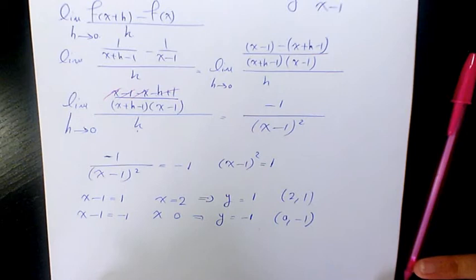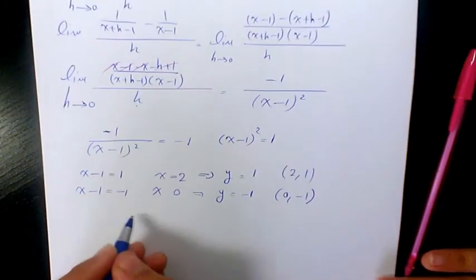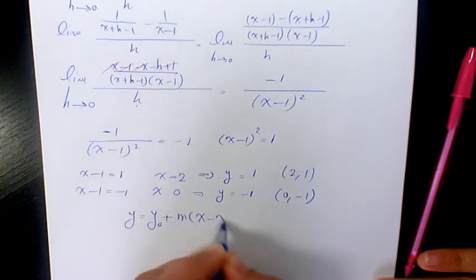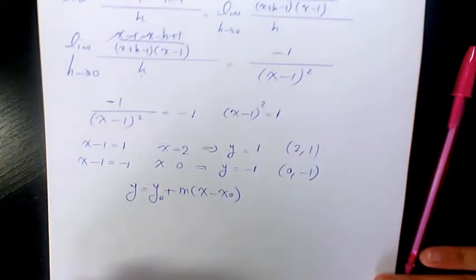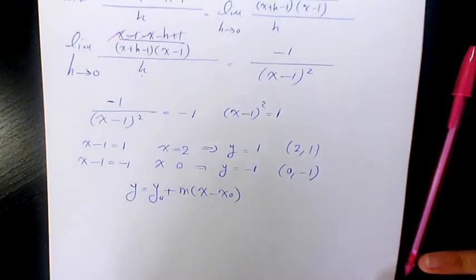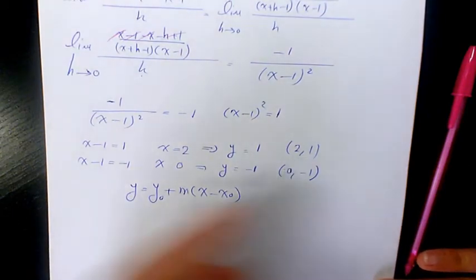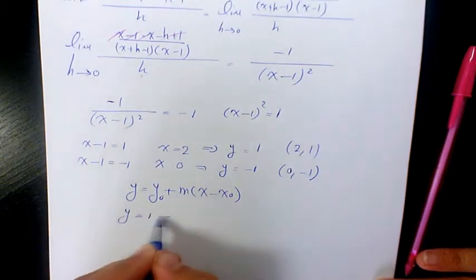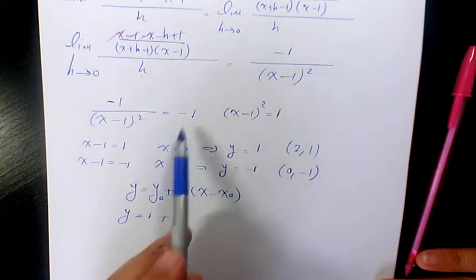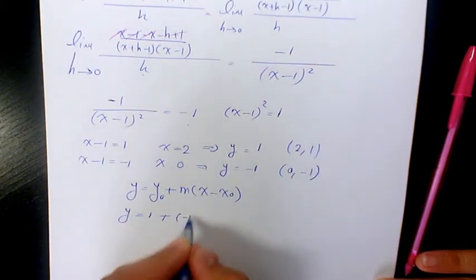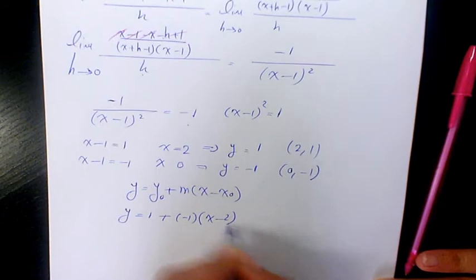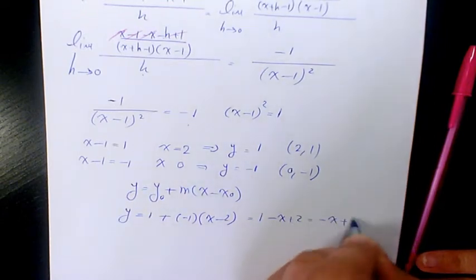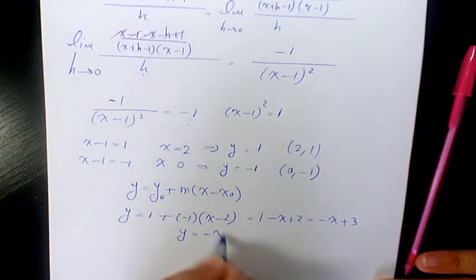So it says to find the equations. The equation is going to be y equals y naught plus m times x minus x naught. That's how we write it. That's the general formula for writing tangent lines. So for the first point it is going to be y equals 1 plus the slope, which was -1, times x minus 2. So it is going to be 1 minus x plus 2, or -x plus 3. So this is going to be the equation of the tangent line.